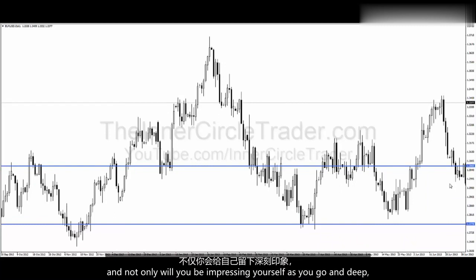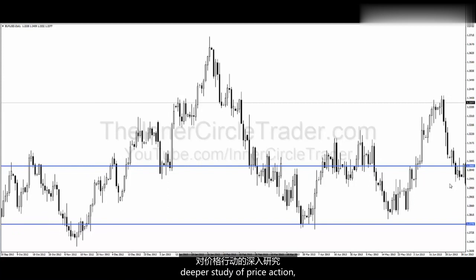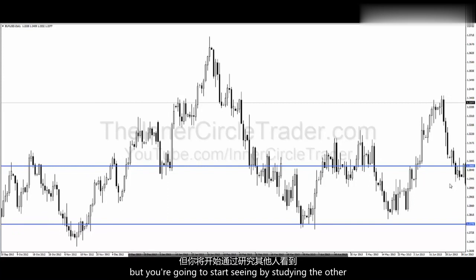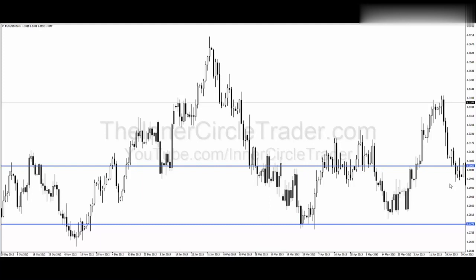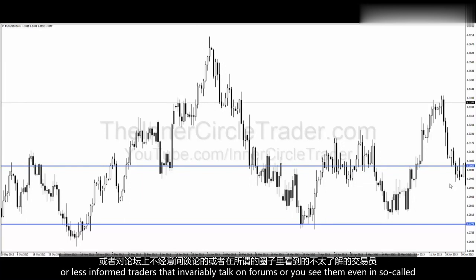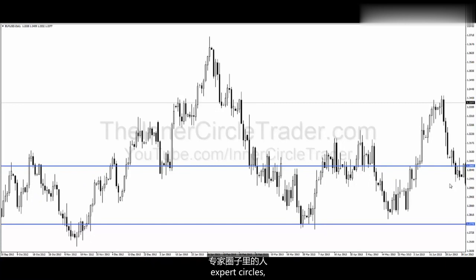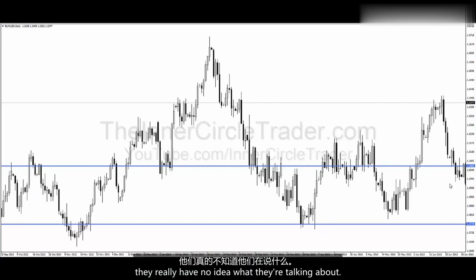And not only will you be impressing yourself as you go into deeper study of price action, but you're going to start seeing, by studying the other quote-unquote street money or less informed traders that invariably talk on forums, or you see them even in so-called expert circles, they really have no idea what they're talking about.